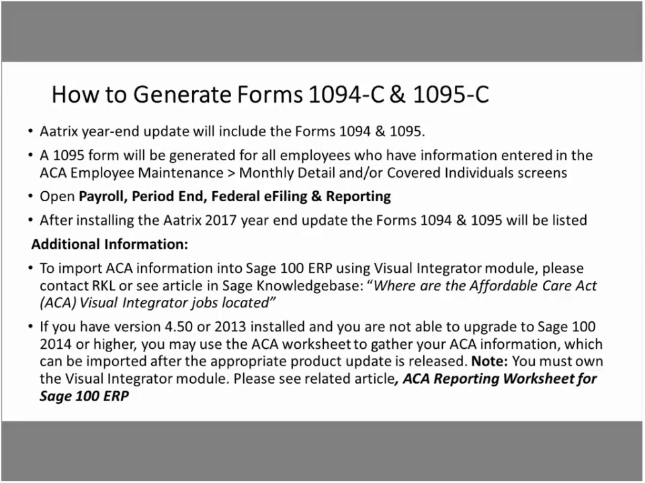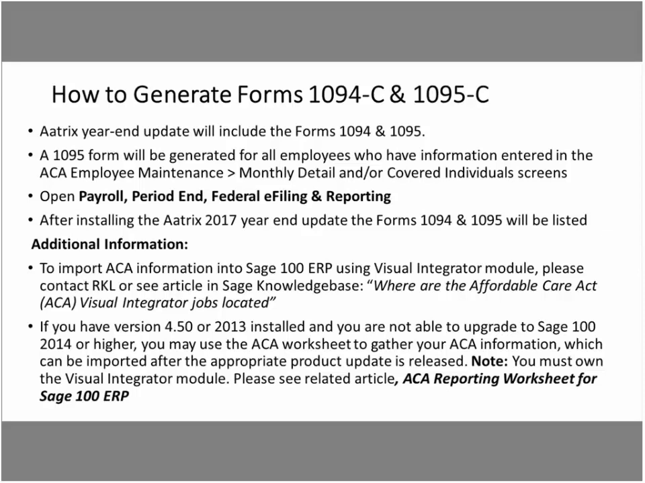A 1095 will be generated for all employees who have the information entered on the ACA Employee Maintenance monthly detail or covered individual screen. To get to this, as I mentioned, you're going to open Payroll, Period End, and you're going to open Federal E-Filing and Reporting. After installing that update, the 1094 and 1095 forms will be listed.